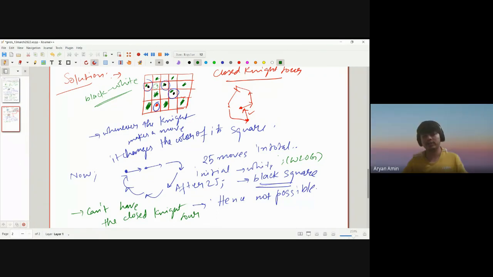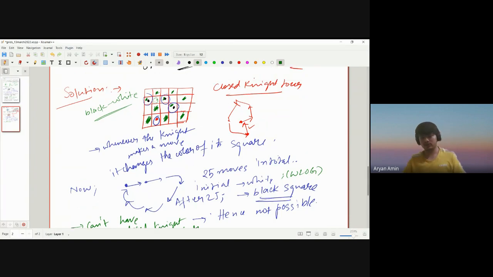No, I don't really say. Do you mean something like if we allow the knight to miss one square, then the closed knight tour is possible, as if you allow one square to be missed? I didn't exactly understand what you meant. Okay, let me think about it.